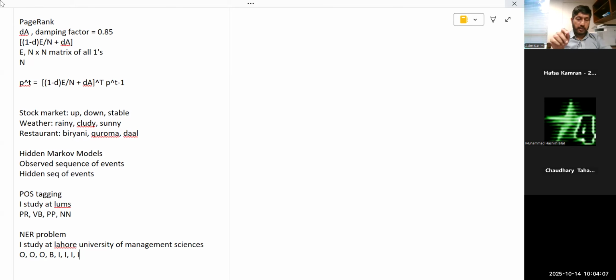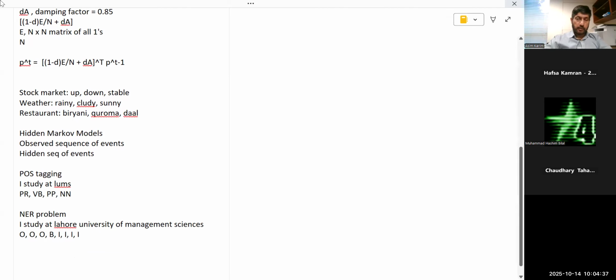So I've given an example here. I study at Lahore University of Management Sciences. I study at would all be O. It's not part of a named entity. While the named entity starts at Lahore, so that is a B, and then University of Management Sciences, all of them are I because they are still part of a named entity. So this labeling would tell us which part of a sequence is a named entity. So you can apply it for others as well.